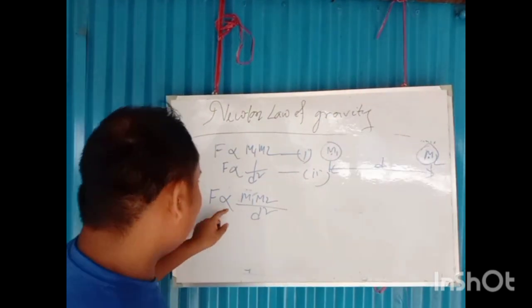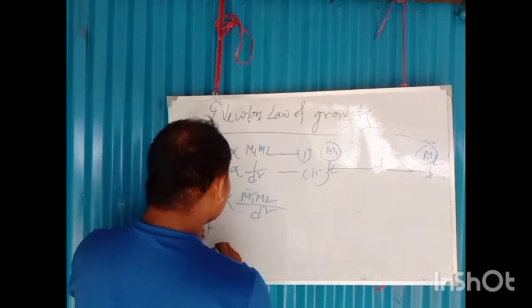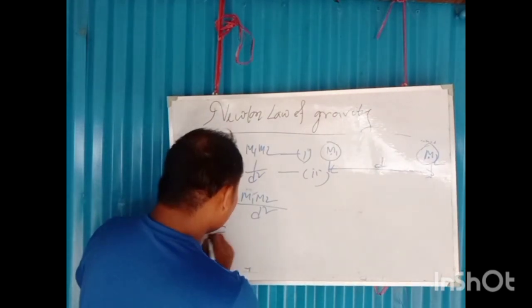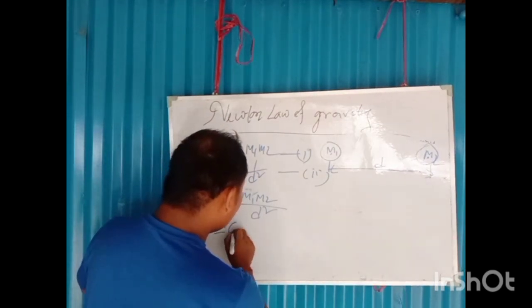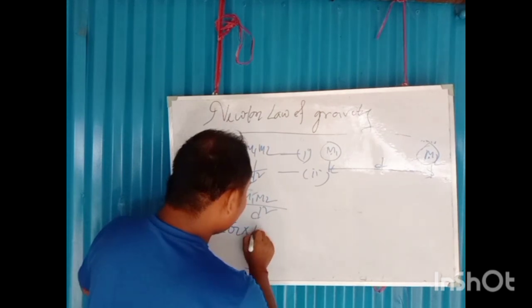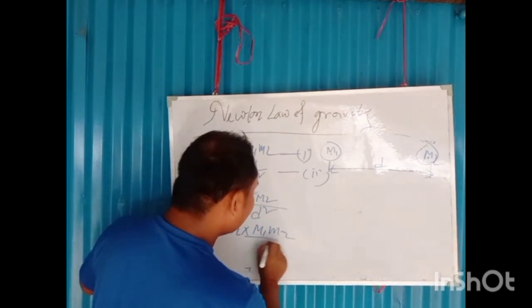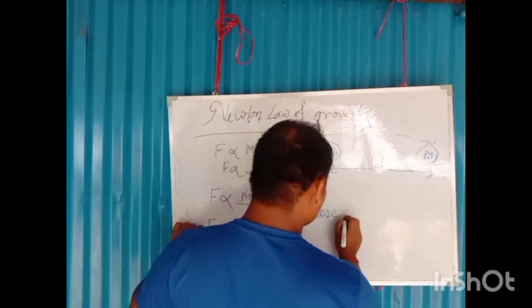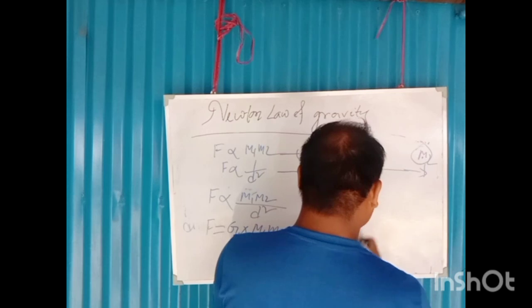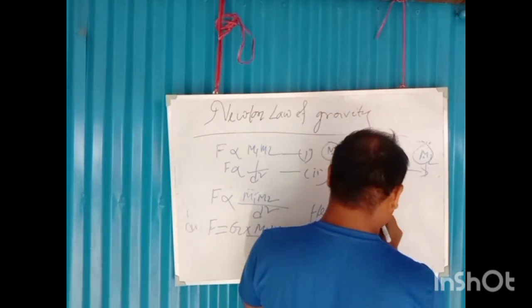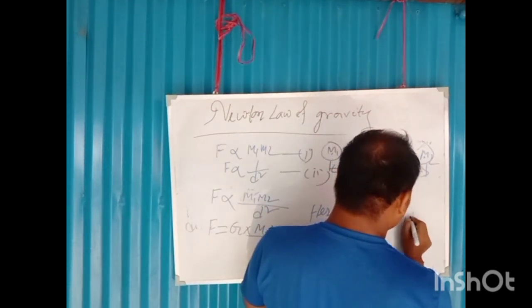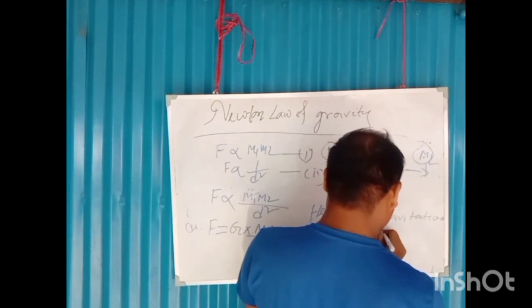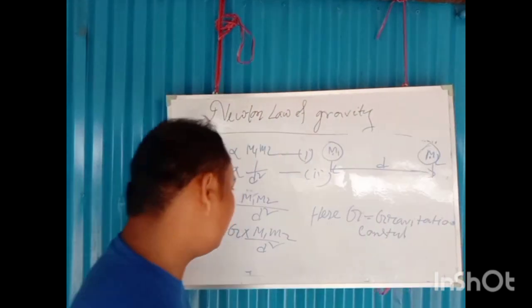If we eliminate the proportionality, then F equals G into m1 m2 by d square. Here G means the gravitational constant.